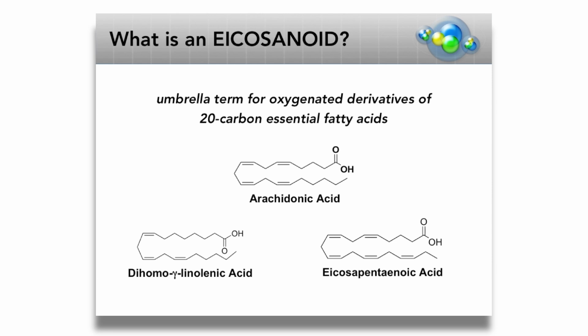Eicosanoid is an umbrella term used to describe any oxygenated derivative of a 20-carbon essential fatty acid. A few examples of 20-carbon essential polyunsaturated fatty acids are shown here on this slide. For the purpose of today's talk, we'll be focusing on arachidonic acid, depicted here in the middle. This has 20 carbons and 4 carbon-carbon double bonds.